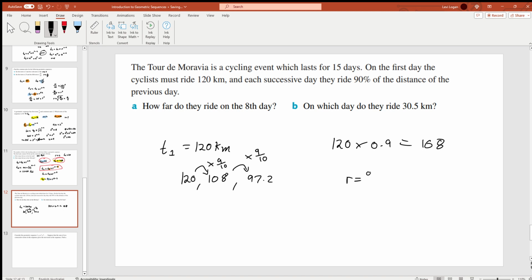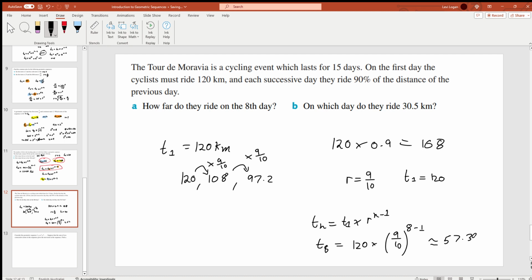So we go r is 9 on 10, and T of 1 is 120. So T of n equals T of 1 times r to the power of n minus 1. So we want the 8th day, so n is 8, so T of 8 equals 120 times 9 on 10 to the power of 8 minus 1. So if I plug that in my calculator, 120 times 9 over 10 to the power of 8 minus 1 gives me roughly 57.395 kilometers. Okay, so that's our answer here.